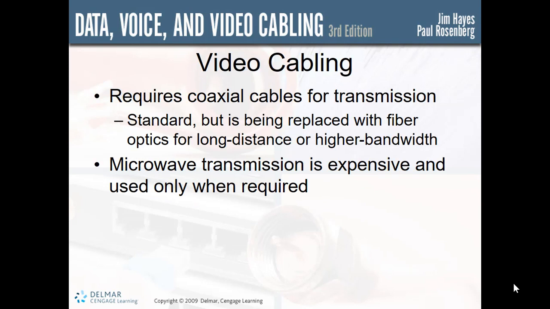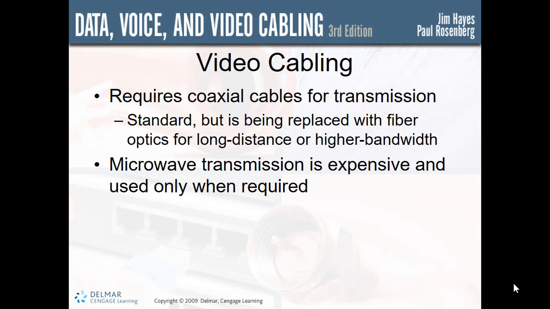Video cabling carries high bandwidth video signals, which requires the performance of coax cables for transmission. Coax cable has always been the industry standard for high bandwidth applications, and although it's been replaced by fiber optics for long distance or higher bandwidth applications, microwave transmission is used only where required because its cost is significantly more than the other two methods.